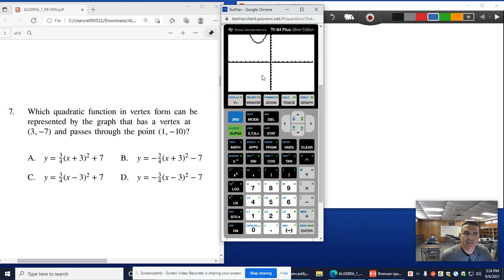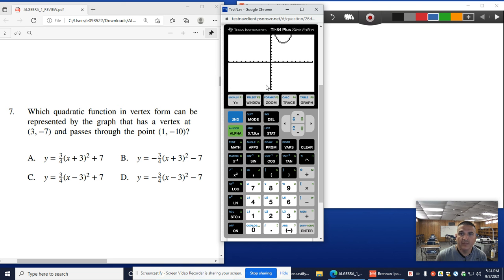The vertex is at 3, -7, definitely not there. Like you can just see it. The vertex is up here going up. I go back into my y equals. You still got most of it's the same. So that was the plus. So I'll do C where it's minus right there. So I just changed the minus. That's all that was different there.